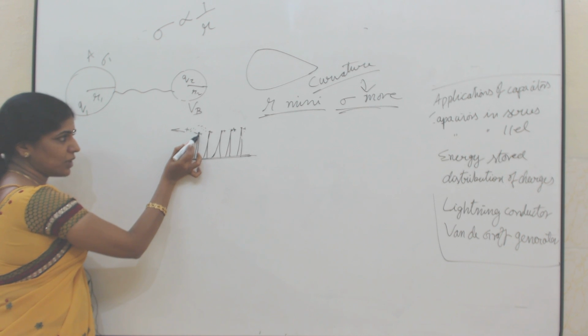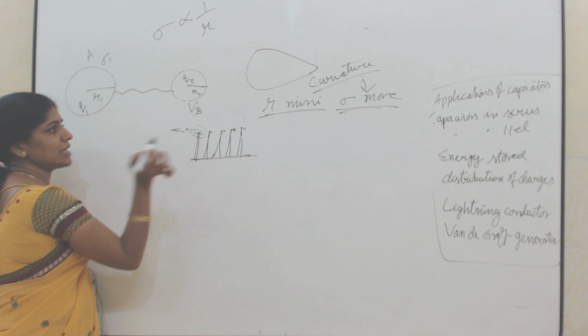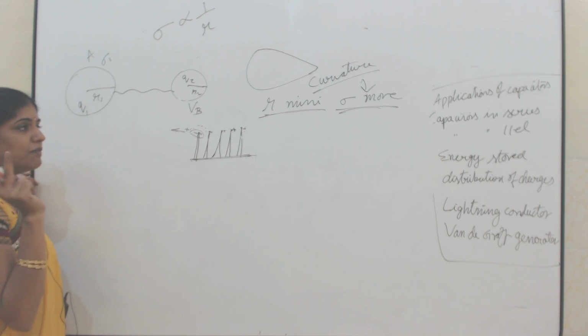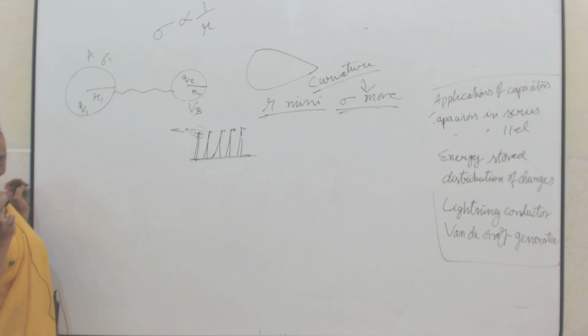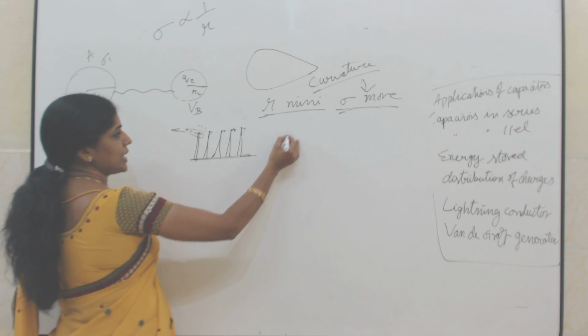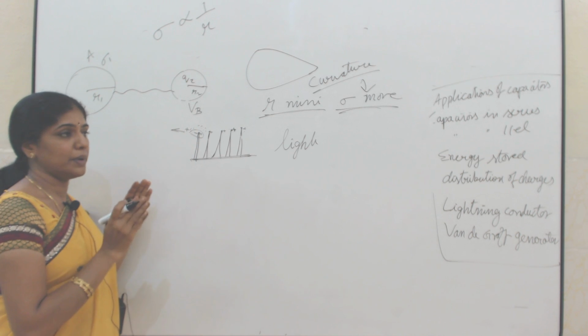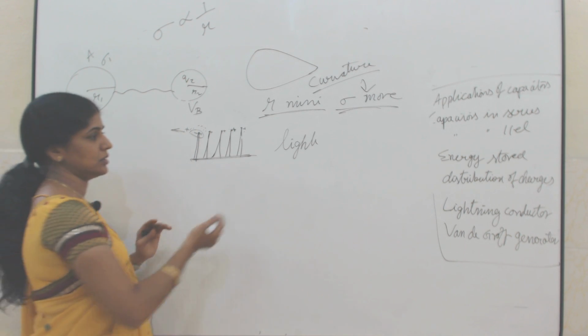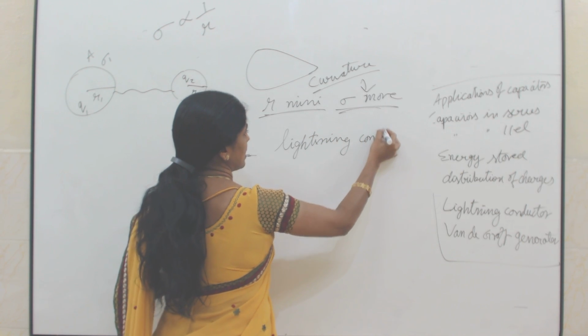So the negative charges, they will neutralize the charges at the sharp end. So this is the reason, due to the ionization of air only, there is a leakage of charges at the sharp ends of a conductor. This principle we are going to use in the lightning arrestor or the lightning conductor and in some electrostatic machines to store the charges.